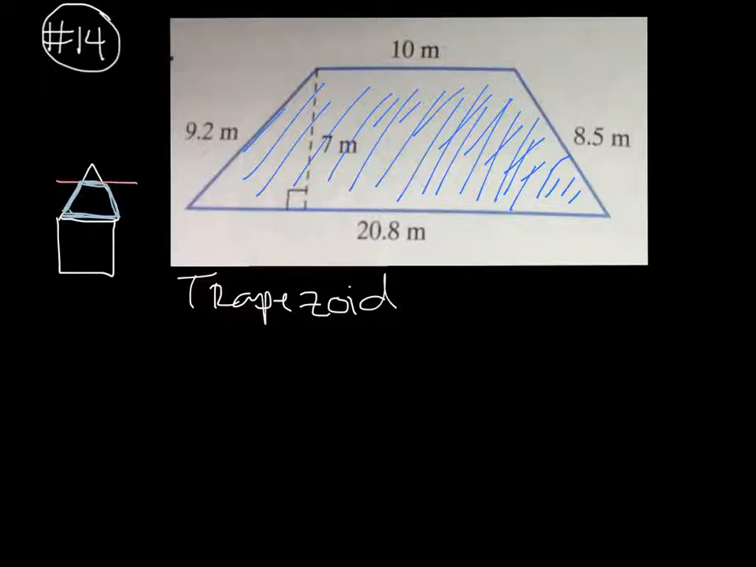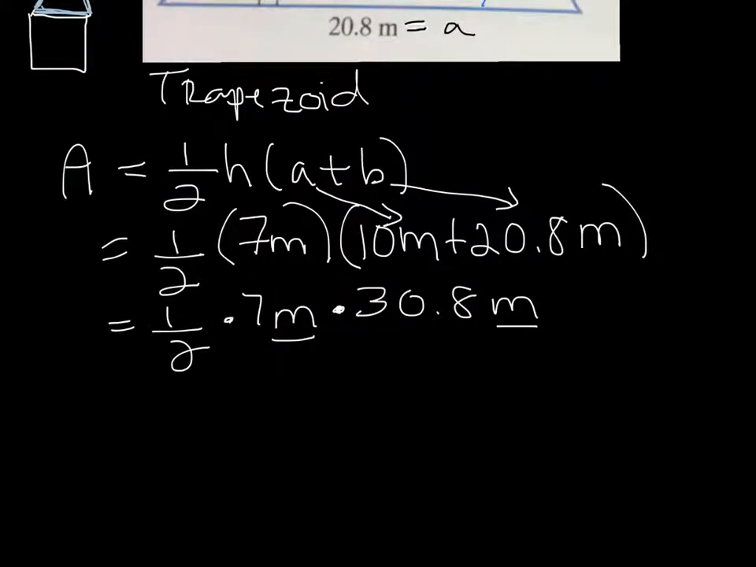So the area of a trapezoid, let's go ahead and write that down. And just note that it doesn't matter the order in which you multiply and divide this. I'm going to multiply 7 times 30.8, and then I'm going to cut it in half, because that's what that means, or divide by 2. Or you can take half of 7, which is 3.5, and then multiply it by 30.8. But the order doesn't matter. You should obtain the same numerical value.